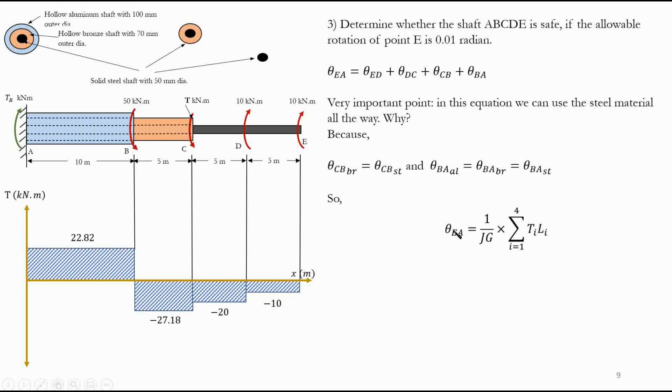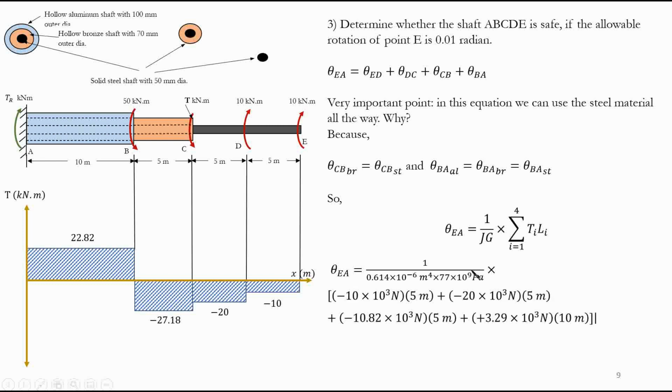What's the equation? Theta EA is 1 over JG times TILI. This is only true because I'm dealing with one material, so J and G I can take out. Same cross section, same material. This is why we did that. But obviously you can take any of the materials that you want. In this case, this is the J for steel, G for steel, and I did convert to Pascal, because it's radians and it's much simpler to deal with Pascal, basically Newton meter.